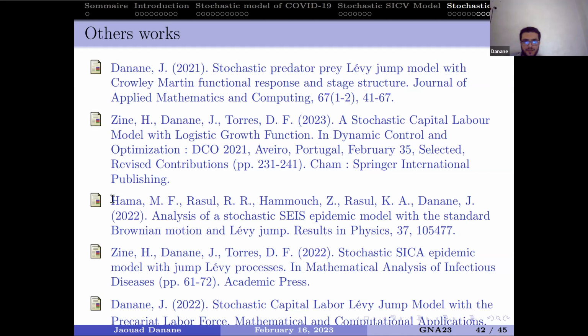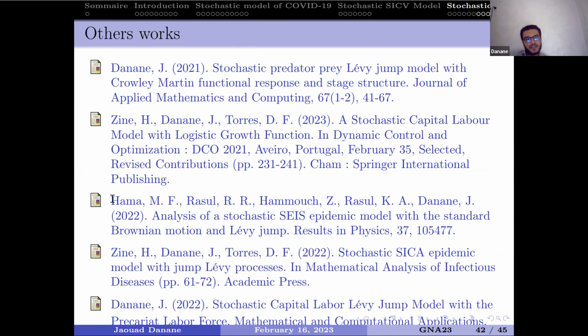And more other results: a stochastic SECA epidemic model with Lévy jump and Lévy processes. We published this result in a book titled Mathematical Analysis of Infectious Diseases, in collaboration with Zain and Torres of the University of Aveiro, Portugal. In this result, we treated the stochastic perturbation in a susceptible, infected, and chronic and asymptomatic infection model.